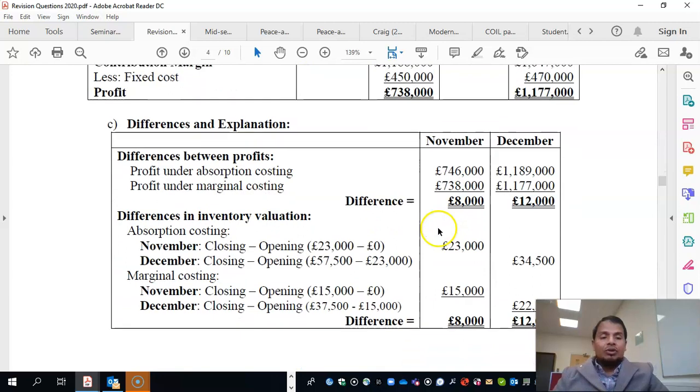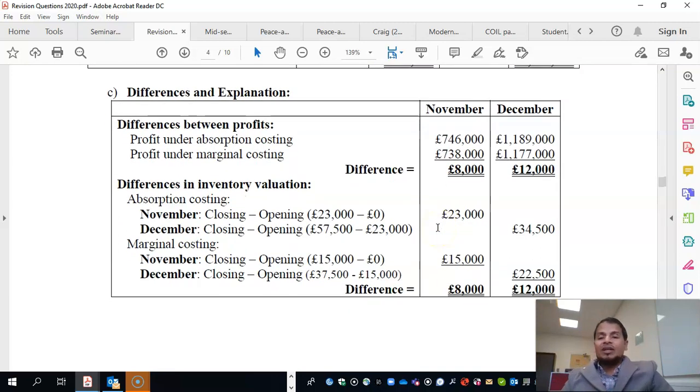All right, now what we have to do is prepare a reconciliation statement, right? Reconciliation means we have to check whether our calculation is right and why the difference actually has been created. So the differences between the profit in November and December. Firstly, we are recognizing the profit that we have calculated based on absorption costing in November and December, and the profit under marginal costing in November and December. So what is the difference? The differences are 8,000, right, and 12,000.